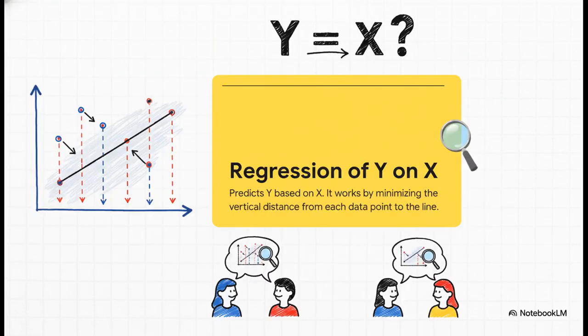Now here's the really clever part, how it finds that best fit line. Imagine drawing tiny little vertical lines from each of your data points straight down or up to the prediction line. The Y on X model adjusts its line until the total length of all those little vertical error lines is as small as it can possibly be. It's all about being as accurate as possible for Y.